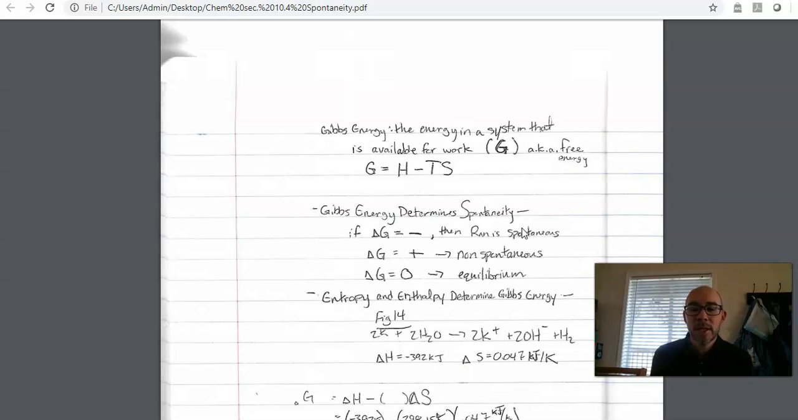So Gibbs energy then is the energy of a system that is available to do some work. It's also known as free energy. And there's the equation, though if we're going to measure from beginning to end, we're going to have delta H and we're going to have delta S. Okay? And that information should be given to you in a problem.